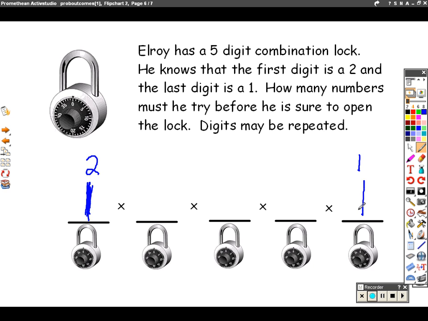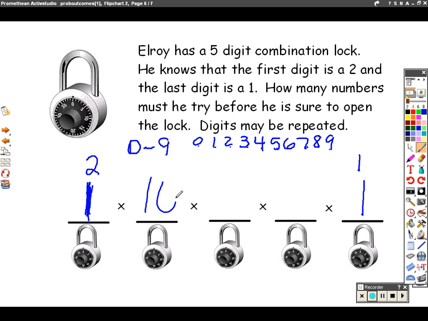Now, the digits may be repeated. And we're going to make this a little bit easier. We're going to say the combination only has the digits 0 to 9. Okay? Now, how many digits is that? Many of you will say 9 digits, but let's write it out. 0, 1, 2, 3, 4, 5, 6, 7, 8, 9. 1, 2, 3, 4, 5, 6, 7, 8, 9, 10.